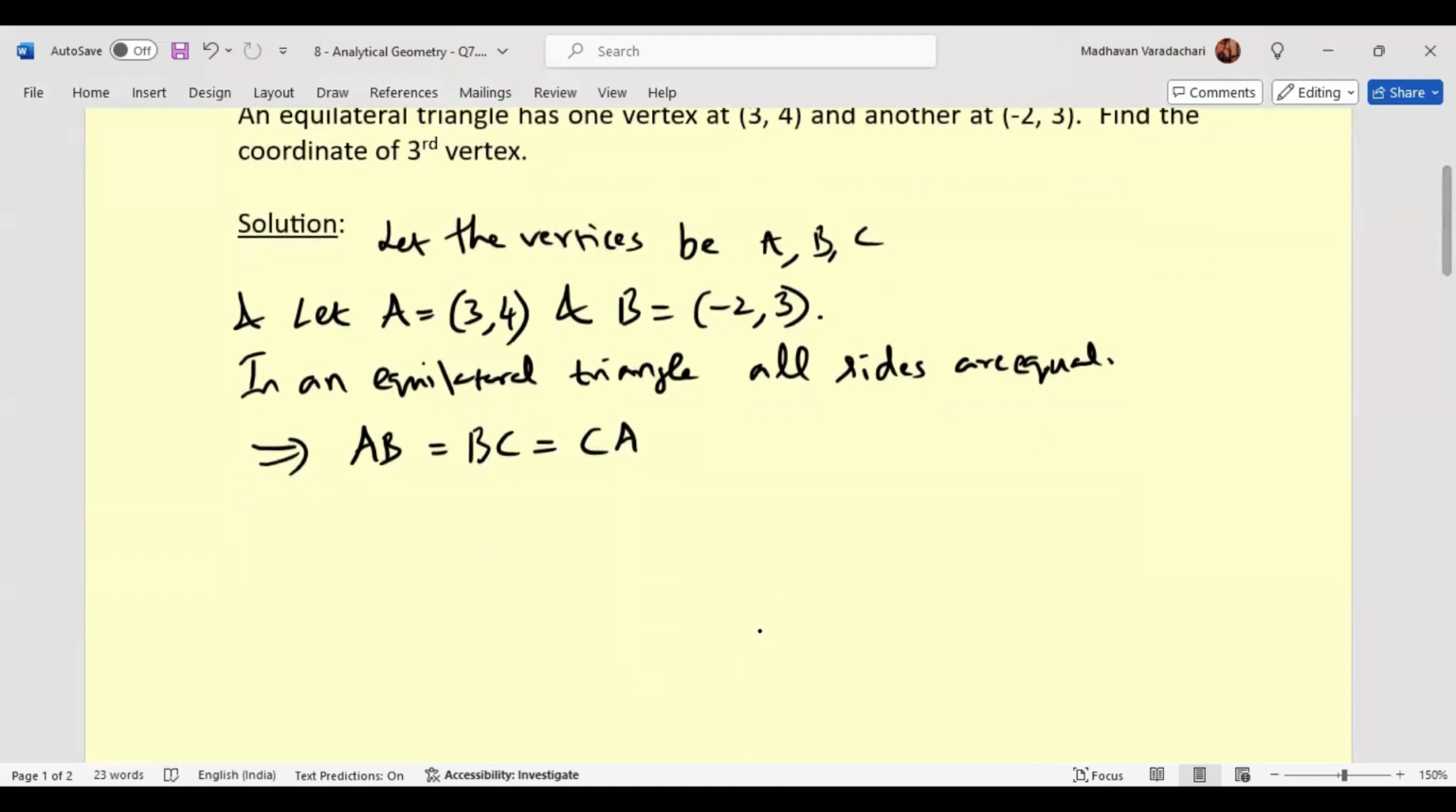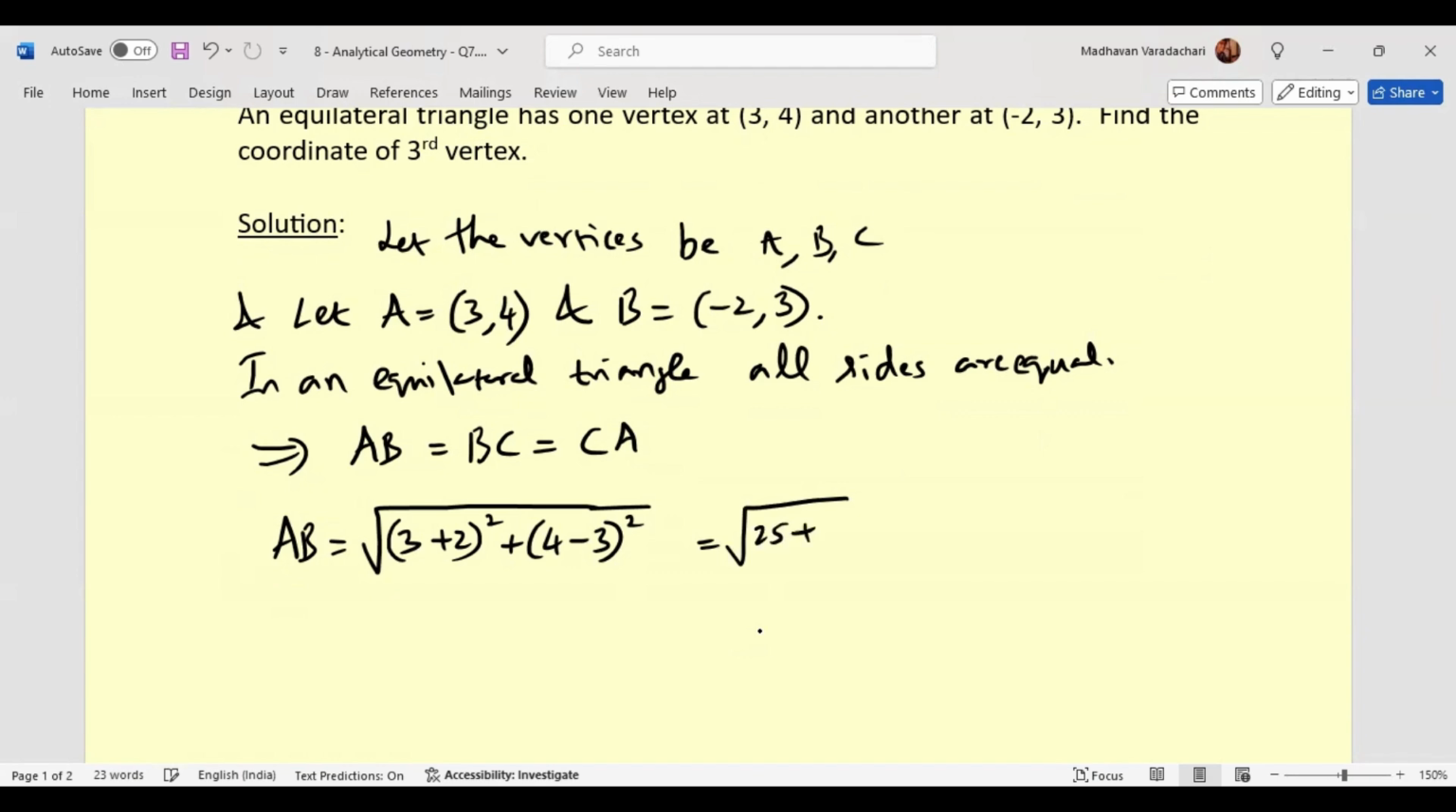So let us first find out what is distance AB. AB will be square root of 3 minus or -2, so it becomes +2, the square, plus 4 minus 3 the square. So this is square root of 5 square, which is 25, 1 square, which is 1. So we get root 26 units. That is our AB.